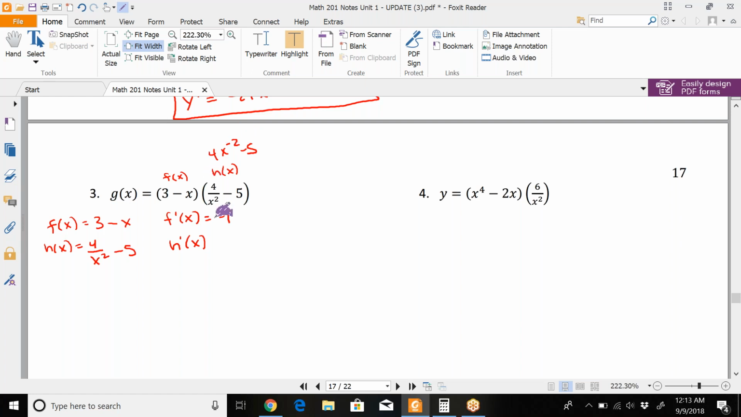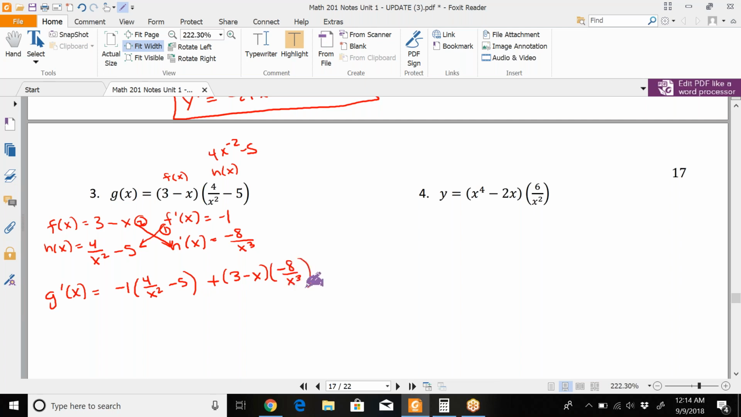I'm going to look up here for the derivative. That would be -8 x to the -3. So that's going to be in the bottom. And then minus 5 gives me nothing. So again, remember top down is 1. So from the right down to the left. And then from the left down to the right is 2. So g prime of x in this scenario would be -1 times 4 over x squared minus 5, plus 3 minus x times -8 over x to the third.